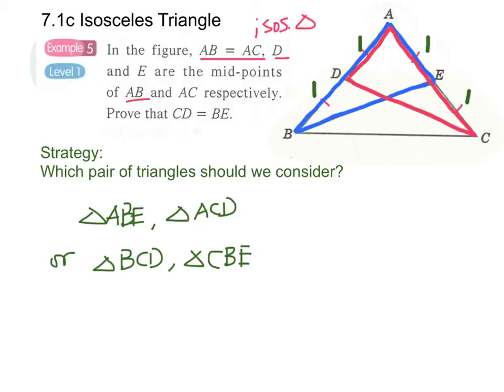So therefore, we have to switch to look at the angles. It is quite obvious that this common angle is the same for the two triangles. This is a common angle A. So therefore, by SAS, these two triangles are congruent to each other.